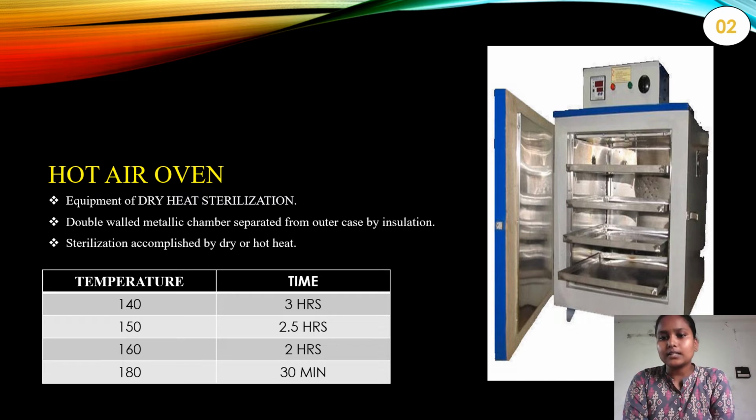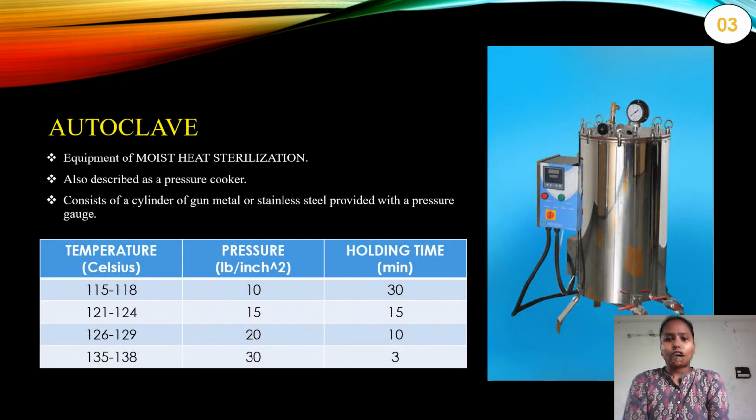So the next one is autoclave. It is an equipment of moisture sterilization. That means it is quite opposite to the hot air oven. That means it is used to sterilize substances which contain moisture. So it is also described as an elaborate pressure cooker which is provided with a lid fitted with nut bolts. And the lid consists of pressure gauge, safety valve, and a steam vent.